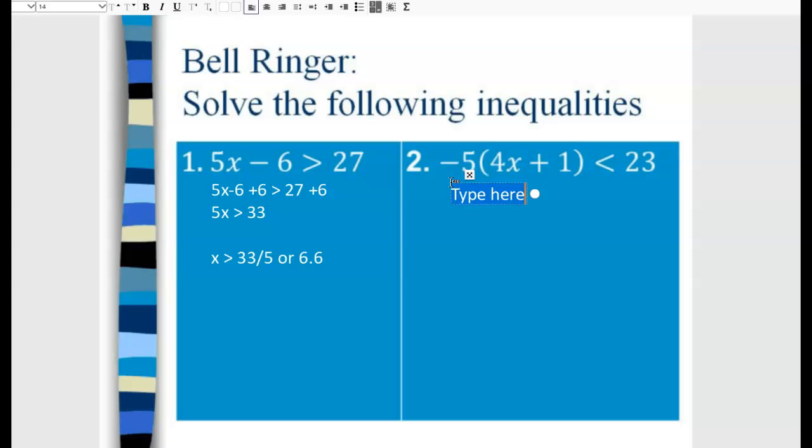And number 2, you're going to have two choices to start. You can distribute your -5, or you can divide both sides by -5. Naturally, most students will distribute. So we have -20x minus 5 less than 23. To isolate the x, we're going to add 5 to both sides.